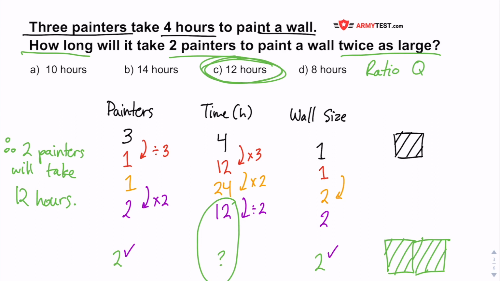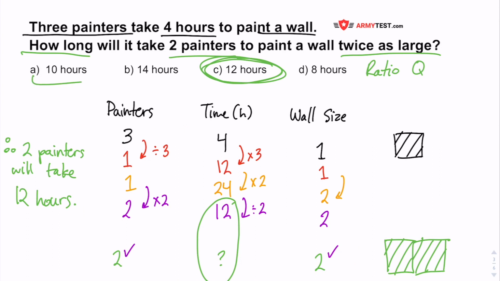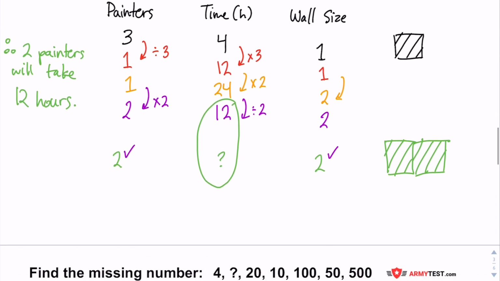Now, if you get to this point where you've sorted all your numbers out and you get a number that's not in the given answers here, then just go back through your logic and make sure everything makes sense. You'll probably find a mistake that you can fix, and I'm sure you'll be able to find an answer here. Okay? So let's move on to our next question.